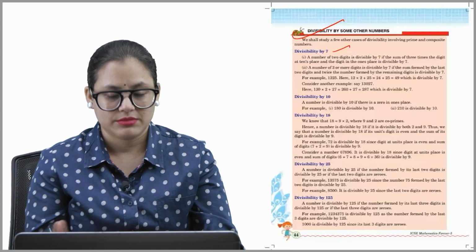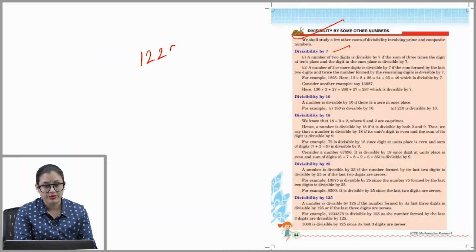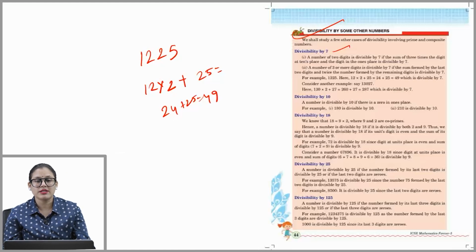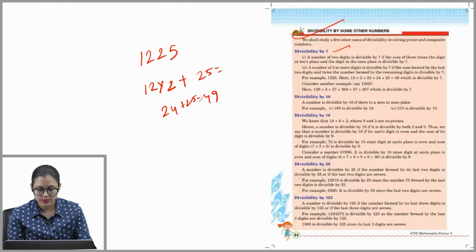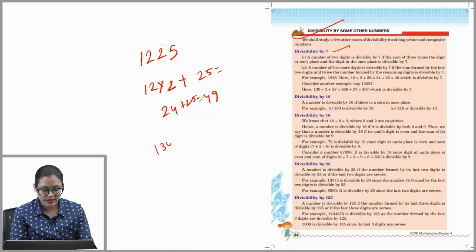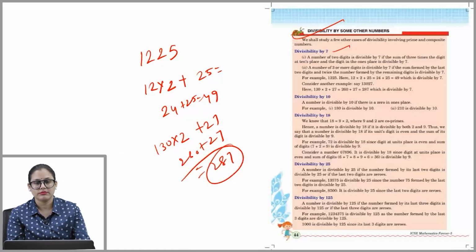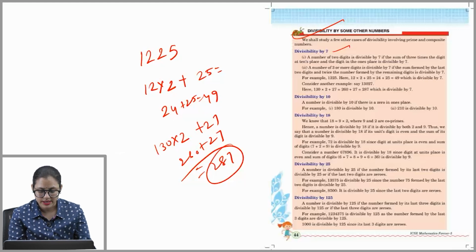For example, 1225. Here 12 into 2 plus 25 is equal to what? 24 plus 25 is 49. That means it is divisible by 7. Now consider another example, which is 13,027. So 130 into 2 plus 27. This is 260 plus 27, 287. This is divisible by 7. That means this number is also divisible by 7.